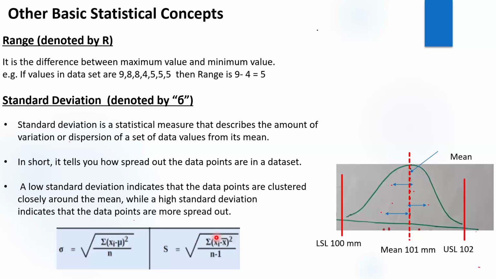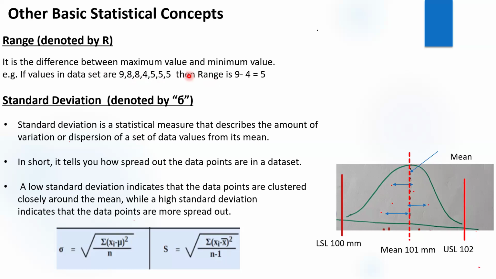Yes. So now we will move to the second tool that is called histogram. But before discussing histogram, let's discuss some of the basic statistical concepts. On day one we learned mean, median, and mode. Now we will learn what is range. Range means difference between maximum value and minimum value. If the values in the data set are 9, 8, 8, 4, 5, 5, 5, then the range is 9 minus 4, which is equal to 5.